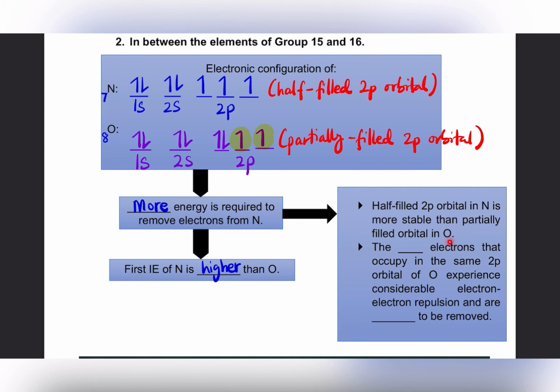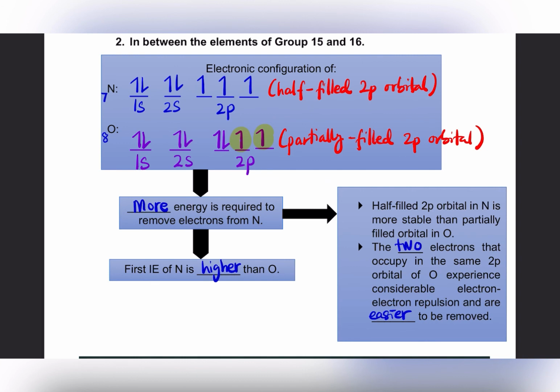before. This is because the 2 electrons that occupy the same 2p orbital, as I highlight here, in oxygen experience considerable electron-electron repulsion and are easier to be removed. So bila dia mudah untuk remove, maknanya less energy is needed. Bila dia susah untuk remove kerana stability dia sudah hampir pada fully filled orbital, maknanya energy yang diperlukan lebih banyak. So itulah konsep secara logik yang awak perlu tahu.